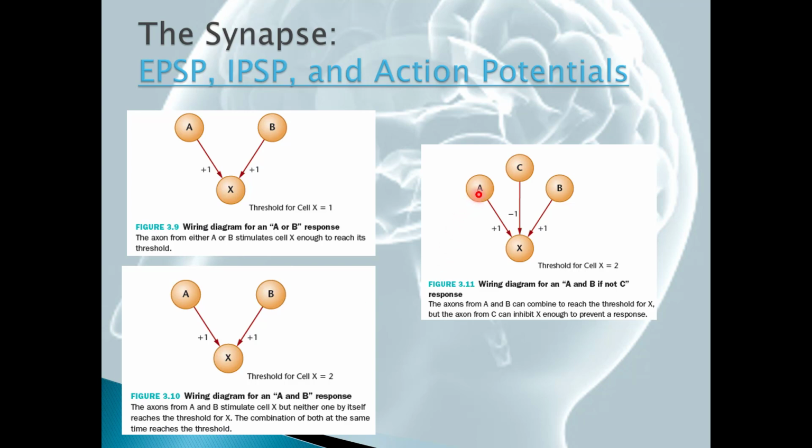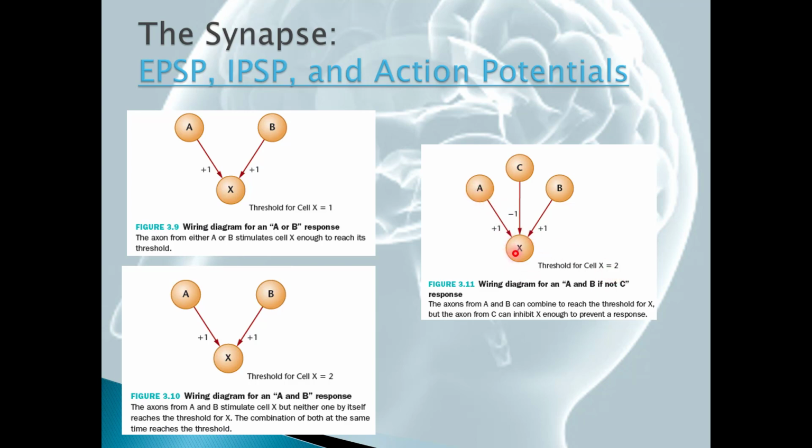The brain is actually a lot more complicated than this, but just giving you an idea of how it's the combination of EPSPs and IPSPs that reach that axon hillock that determine if an action potential is going to occur. A stimulates X to plus 1, C minus 1. So pluses are excitatory, a minus 1 is inhibitory, and B to a plus 1. Again, threshold for X is 2.